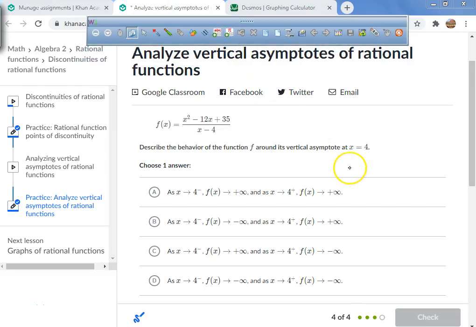Alright, today we're going to look at how to analyze vertical asymptotes of rational functions. It's going to be so awesome, fun, and exciting. Make sure you drink a cup of coffee so you don't fall asleep during this video.